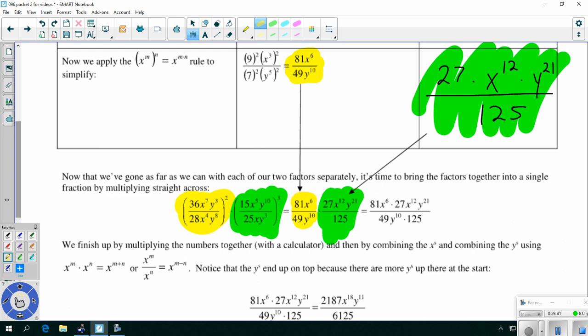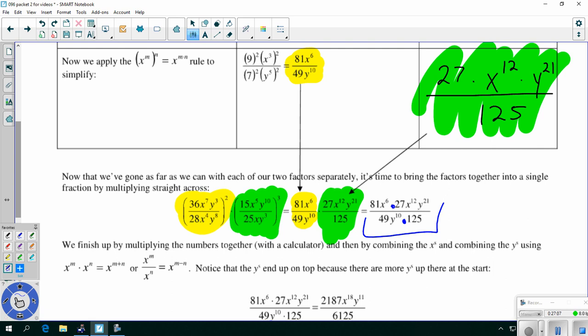So as we said, we treated these two factors completely separately for as long as possible, but now we've simplified each of those factors as much as we can, and finally we get to smush them together. And we know in order to multiply two fractions together, we don't need a common denominator, we just multiply straight across. And so here it is, just copied straight across, one big fraction. There's a multiplication symbol, there's a multiplication symbol.